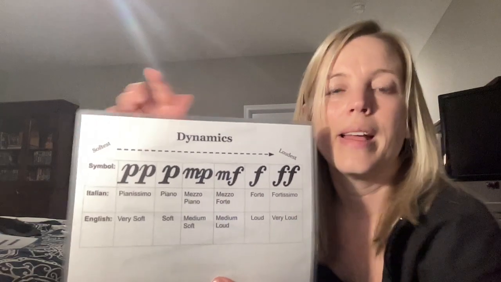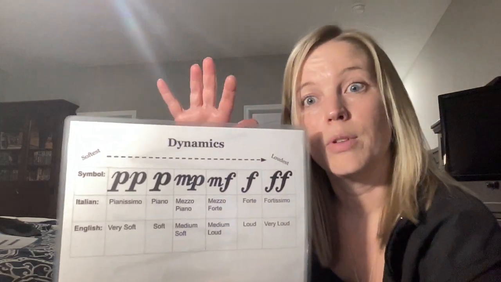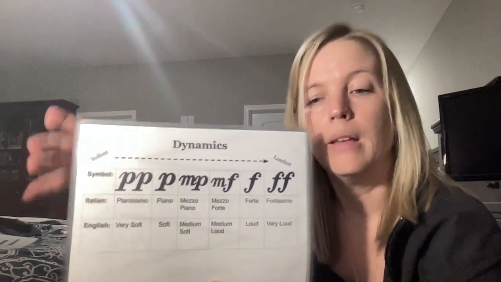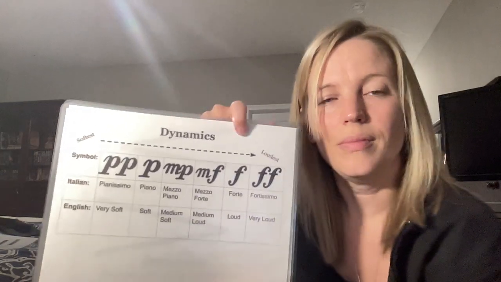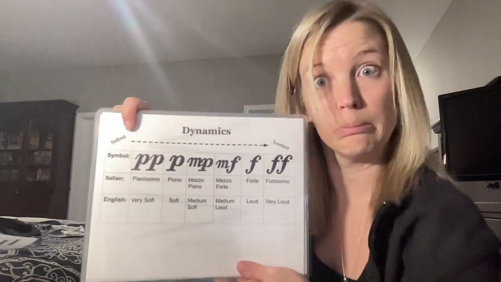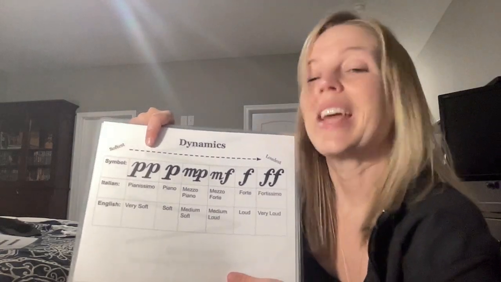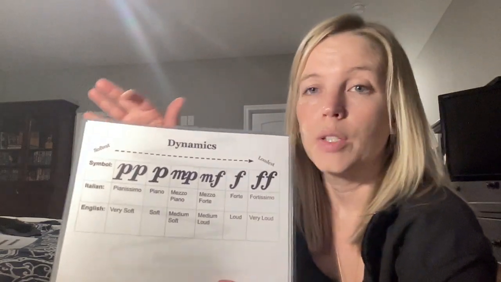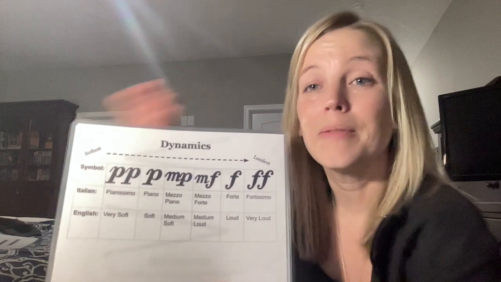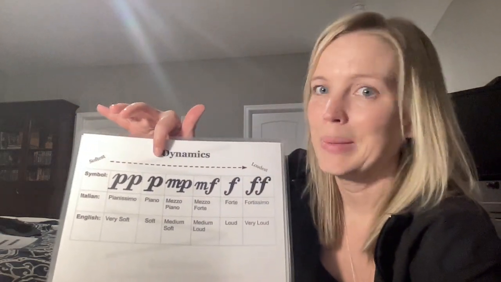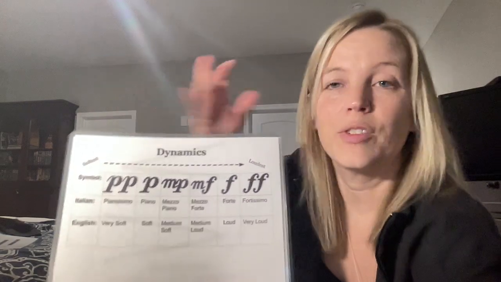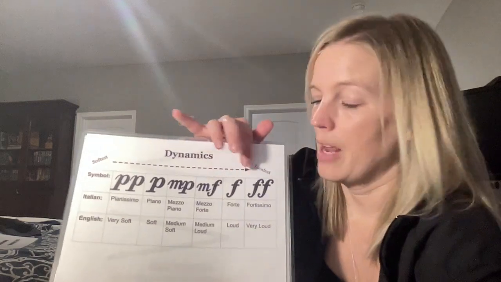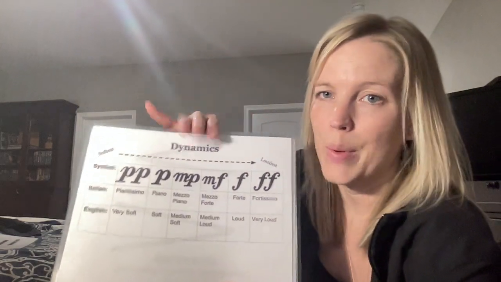Dynamics, remember that dynamics are the volume at which music is played. So in Italian, they are marked with piano and forte, because piano actually means soft. So this PP stands for pianissimo. Pianissimo, and again, another beautiful Italian word, means very soft. So when you're playing pianissimo, you are playing very soft. And then it gets louder, piano and louder, mezzo piano. Mezzo means medium. And mezzo forte, medium loud, forte, loud, and fortissimo, which means very loud.